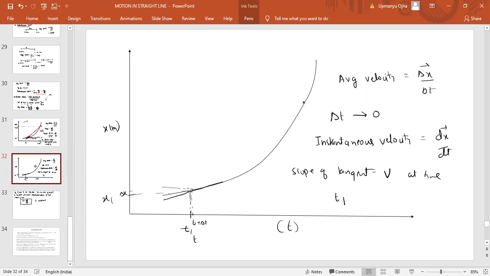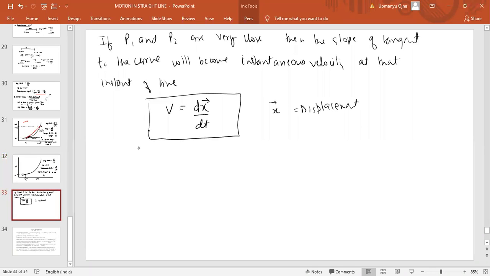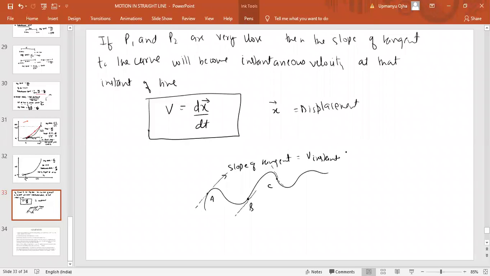Like if any graph is given to us like this, and I ask you to find the velocity at this point, what I have to do is draw the tangent at this point. The tangent will give the velocity at this point. If I have to find velocity at this point, again I have to draw the tangent. So the slope of the tangent will give us the instantaneous velocity, which we represent by v.